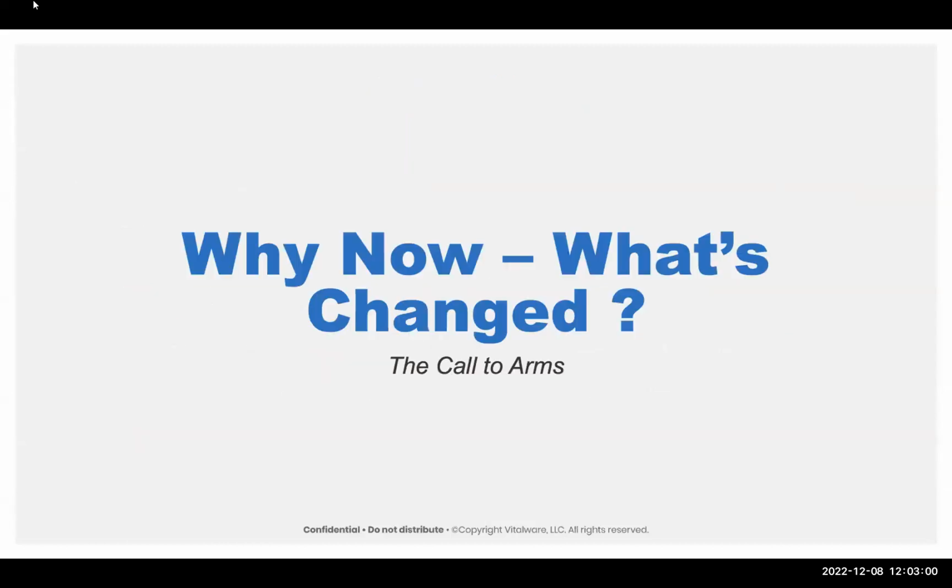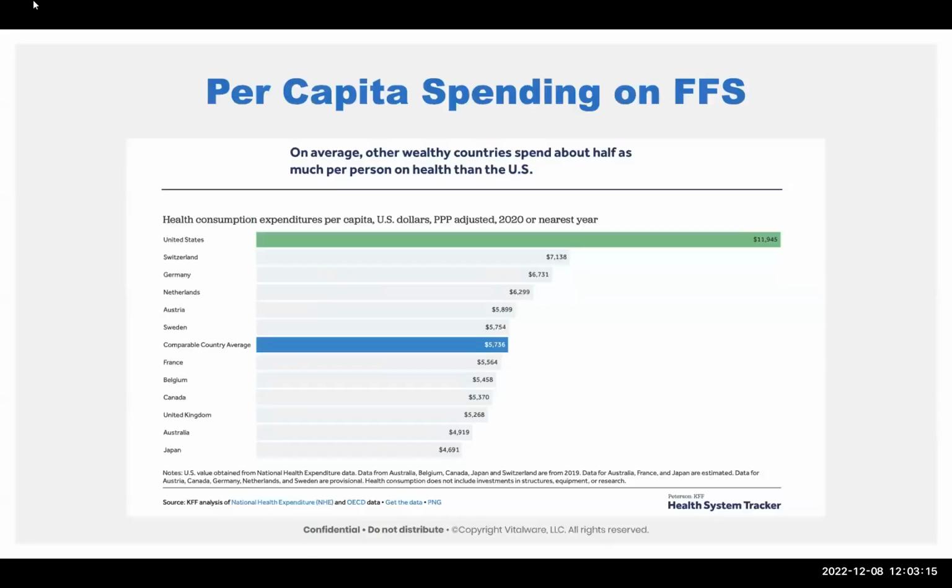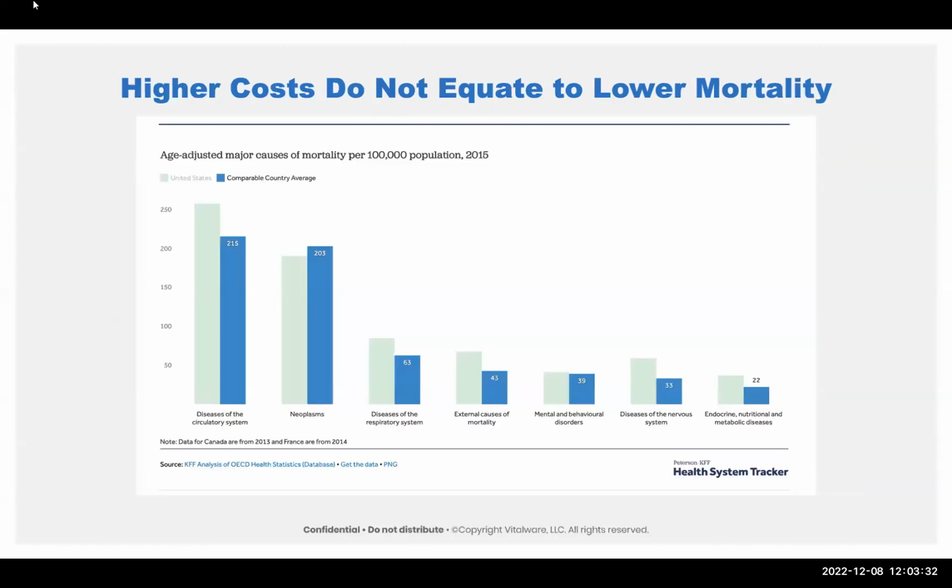So in marketing, they call it the call to arms, but it's like, why now? What's changed? Well, what changed is the pandemic. It threw everything in healthcare internationally into chaos. And so now what we're seeing is that the per capita spending prior to the pandemic in the United States was about twice the average of other countries. So we spend more per capita, but we do not get the benefit that other countries get.